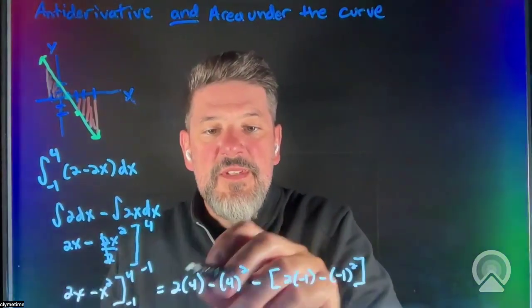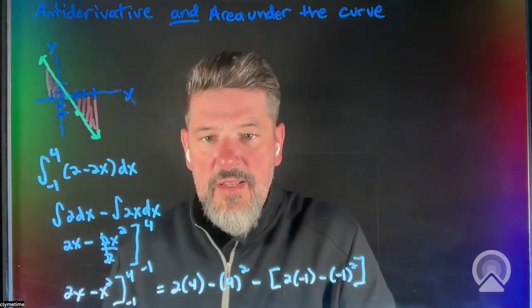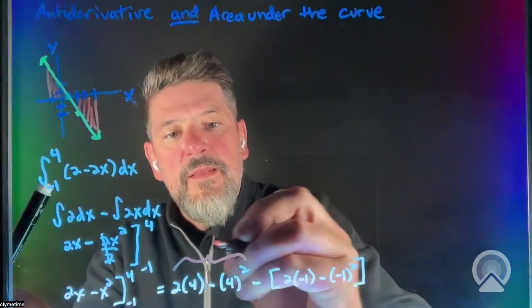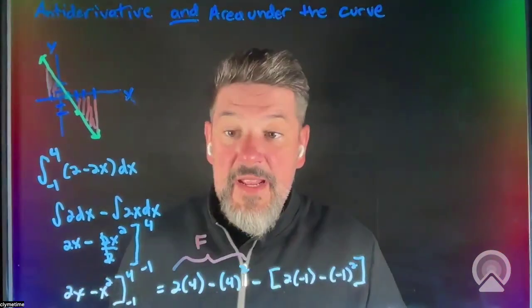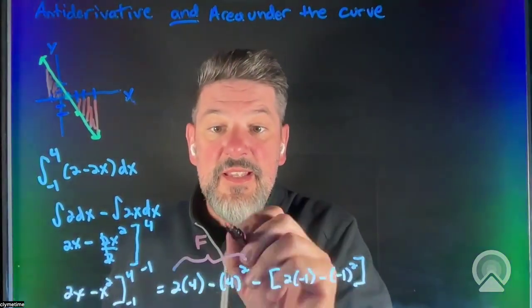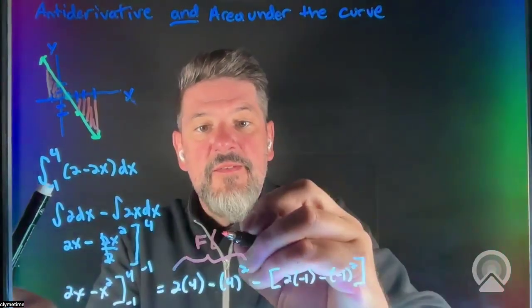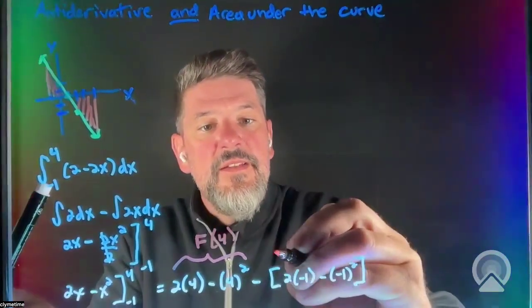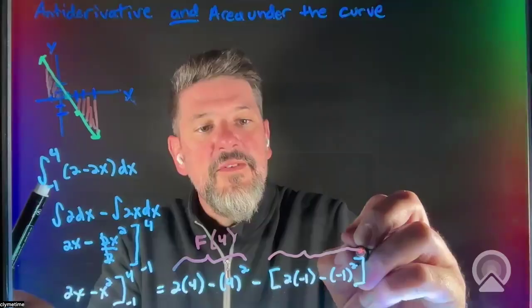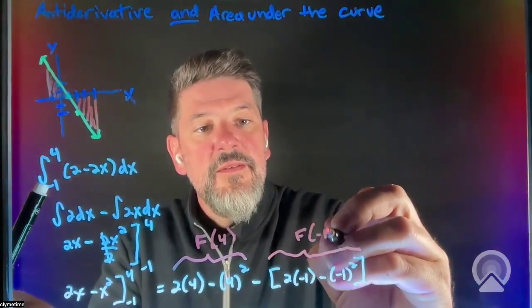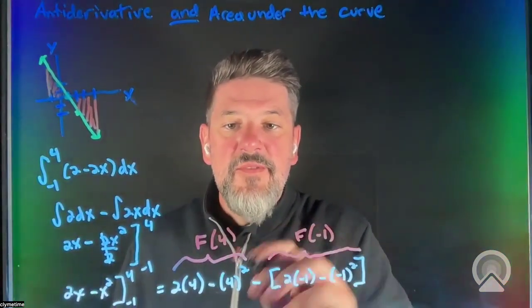Okay, so again, this represents here, maybe I will circle that, the antiderivative. If this is little f, this is capital F, evaluated at b, which is our upper bound, 4. And this represents the antiderivative, capital F, evaluated at -1. So F of b minus F of a.